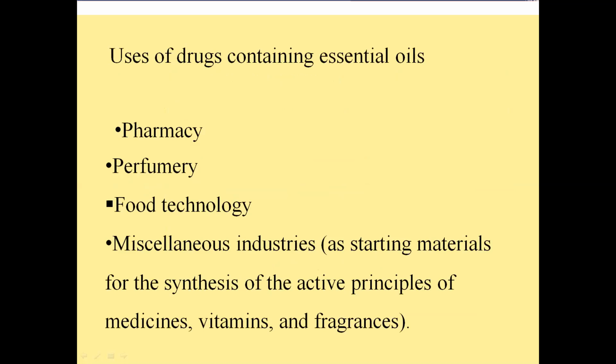Next, coming to the uses. The drugs containing essential oil are very useful in pharmacy, for preparing many types of water. Then in perfumery, the perfume industry, and in food technology, like vanilla essence, that is an essential oil, and lavender oil for fragrance. Then in miscellaneous industry as starting material for the synthesis of active principles of medicine, vitamins and fragrances also. They are very useful. For example, camphor oil you can use as a rubefacient also, a counter irritant, and for flavor in tooth powder also. So these are all the uses.